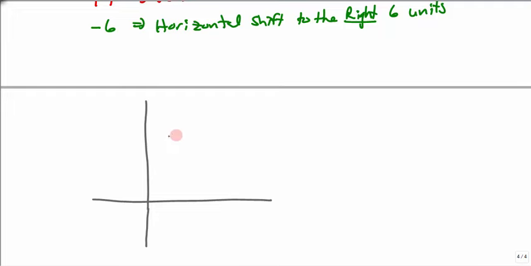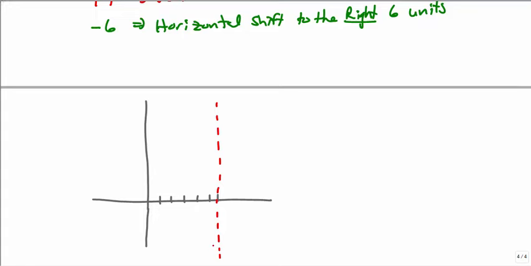So my vertical asymptote was at x equals 0, but since I moved it 6 units to the right, 1, 2, 3, 4, 5, 6, I have a new vertical asymptote at x equals 6. And this totally makes sense because my function is undefined at 6.